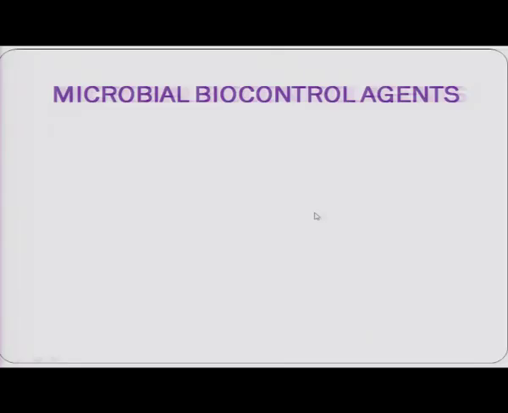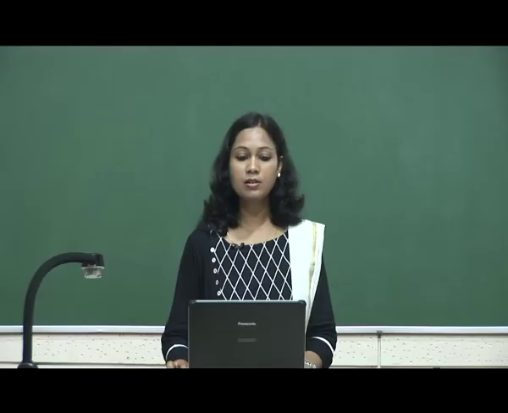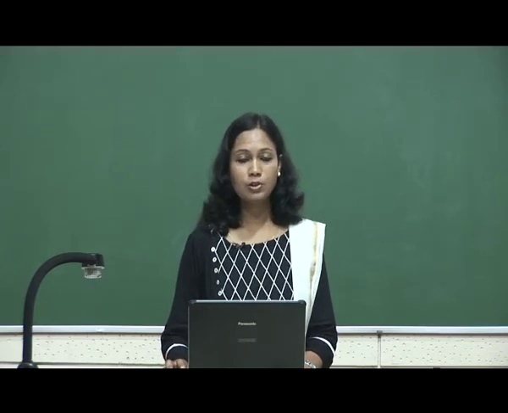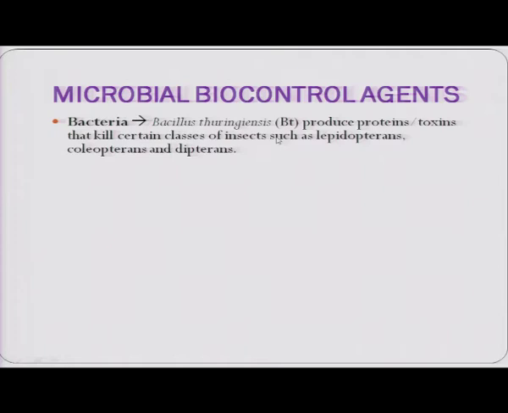Now, as we are learning about the use of microbes, let us discuss those microorganisms which can act as biocontrol agents. First of all, the bacterium Bacillus thuringiensis, which is commonly known as Bt. These bacteria have particular genes, Cry1Ac and Cry2Ab, which help in the production of proteins or toxins. These proteins or toxins can kill certain classes of insects such as lepidopterans, coleopterans and dipterans. So, these Bt bacteria are very specific to only these classes of insects.